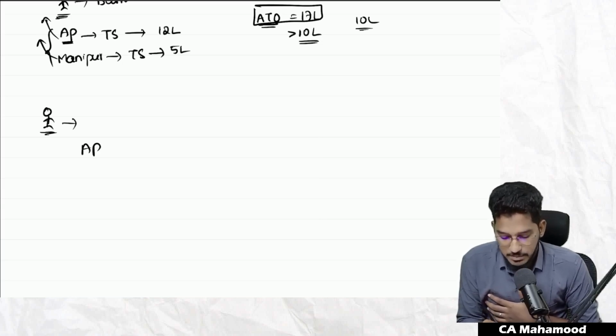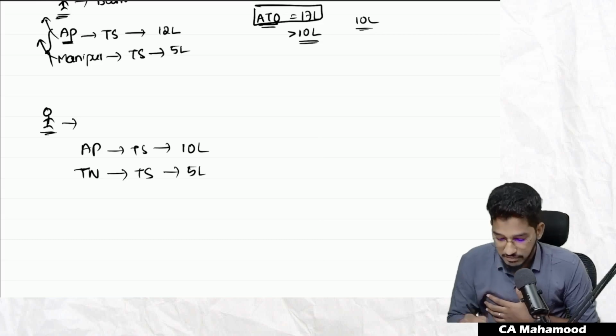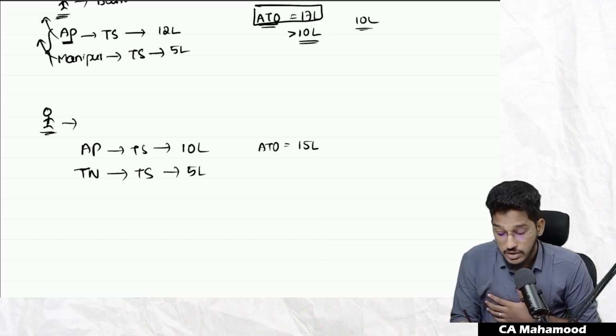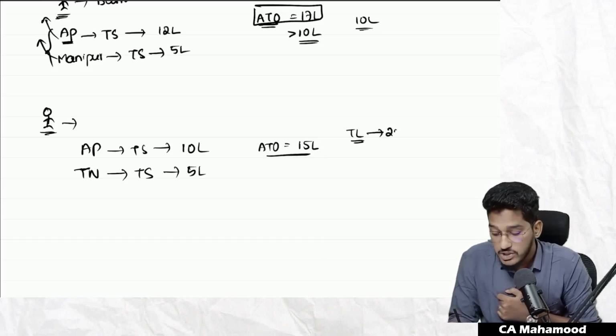He is making a taxable supply from Andhra Pradesh, assume somewhere around 10 lakh. He is making taxable supply from Tamil Nadu. From Tamil Nadu, the taxable supply is 5 lakh rupees. What will be aggregate turnover here? Aggregate turnover is 15 lakh rupees. What will be the threshold limit here? Here threshold limit is 20 lakhs only.